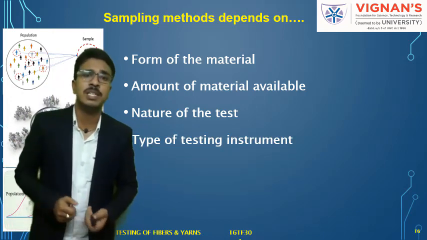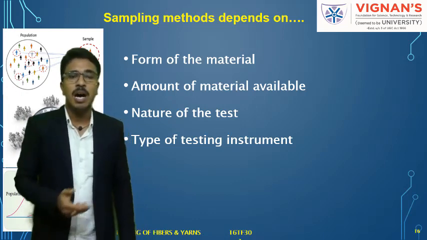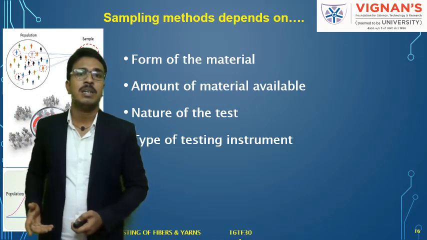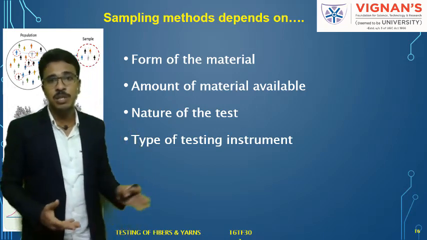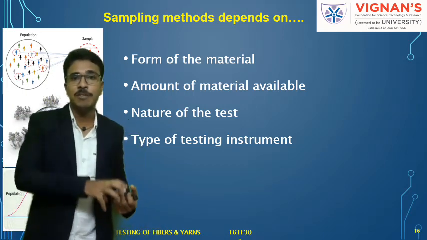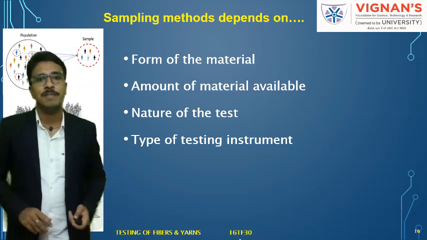And the type of testing instrument. What type of instrument are we using for testing? Are we using a manual instrument or an advanced instrument? Because there is a difference in finding out the fiber length using a comb sorter and using AFIS. The quantity of material as well as the preparation of the sample, everything is different.